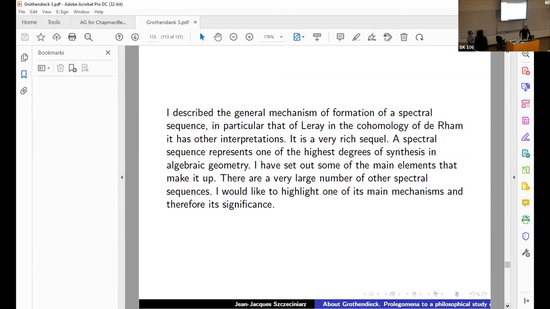So I described it very quickly. The general mechanism of formation of a spectral sequence, in particular that of Leray, the de Rham cohomology, has other representations. It is a very rich sequence. A spectral sequence represents only the highest degree of synthesis in algebraic geometry. I have set out some of the main elements that make it up. But there is a very large number of other spectral sequences: the spectral sequences of Cartan, or Serre, Leray-Serre, and also the cone spectral sequence; there are many other spectral sequences.